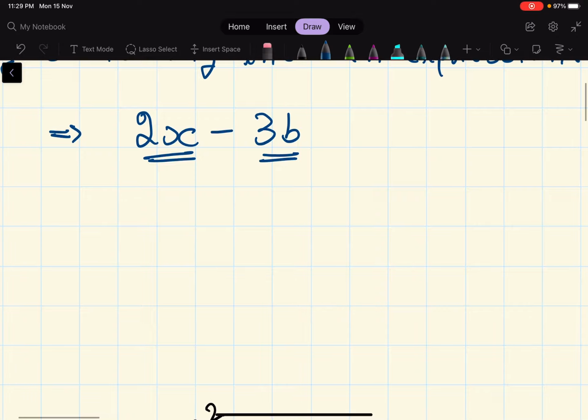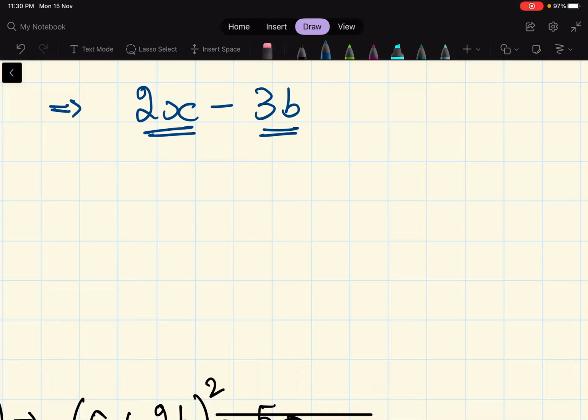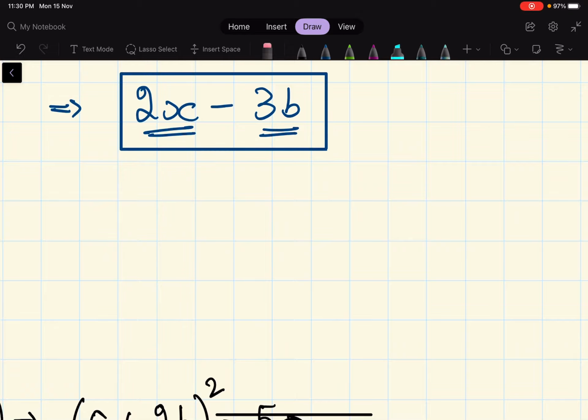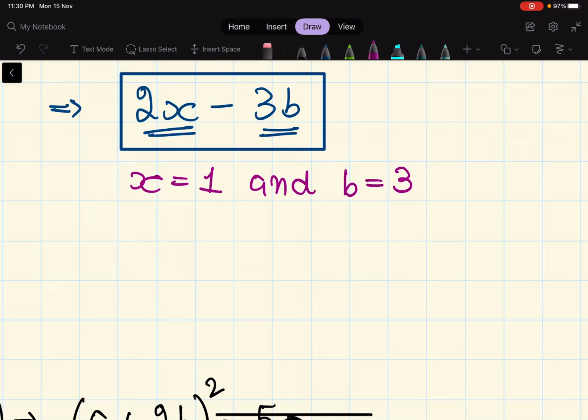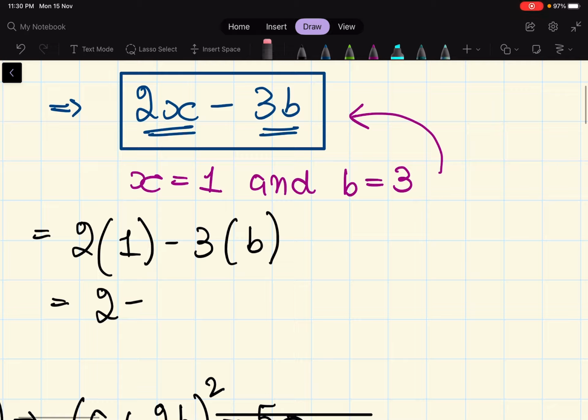Now let's have a look at an example, because I believe the more examples and questions you solve, the more hands-on practice you get and the better you score. So if we have an example right here, 2x minus 3b is the expression we are given, and we are also given that the value of x is 1 and the value of b is 3. Now we just substitute these values in the above expression. So solving, we put 2x as 1 and minus 3b as 3. So it's 2 minus, b was 3 here. So 2 ones are 2 and 3 threes are 9. So it's 2 minus 9. The final answer comes as minus 7.